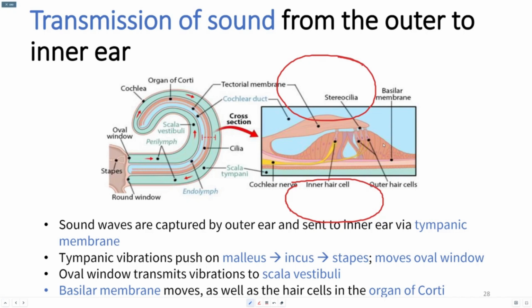This vestibular membrane separates the scala vestibuli from the cochlear duct, and the basilar membrane separates the cochlear duct from the scala tympani. Both the scala vestibuli and scala tympani merge at the apex of the cochlea, creating something called the helicotrema, right in this region over here. This is called the helicotrema.